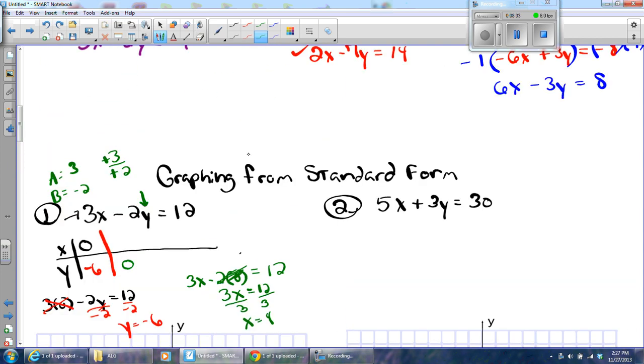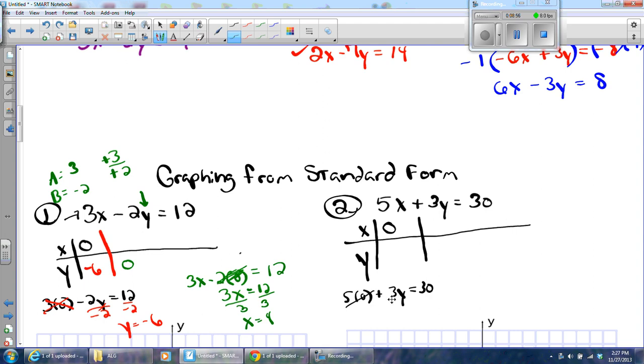All right, let's try this one. Remember, I'm going to make an input-output table. It's going to be a small input-output table. My output will be y. I'm going to put 0 in for x. When I do that, 5 times 0 plus 3y equals 30. That cancels. I have 3y equals 30. I'll divide by 3. Y will equal 10.